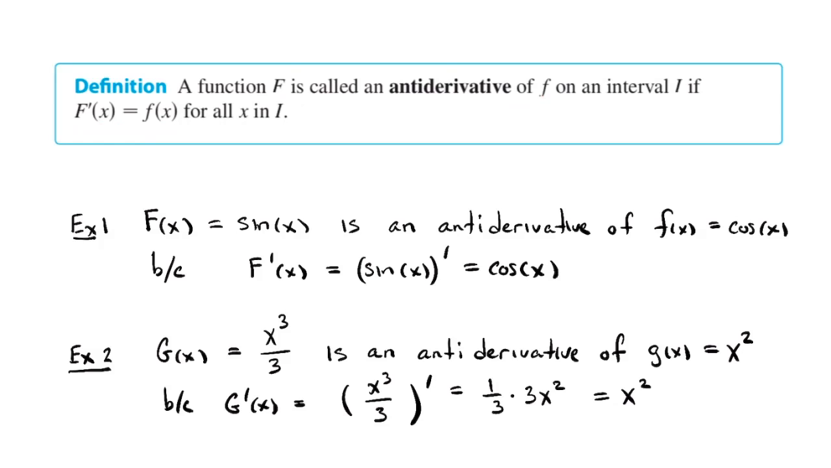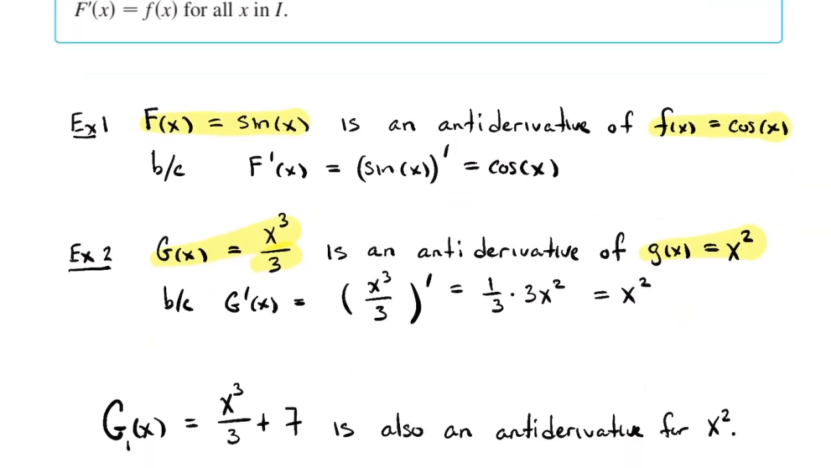All right? So let's look at a couple of examples. Capital F equals sine x is an antiderivative for cosine. Why? Because the derivative of sine is cosine. Right? So if the derivative of capital F is little f, then capital F is an antiderivative. Capital G equals x cubed over 3 is an antiderivative for the squaring function. Why? Because the derivative of x cubed over 3 by the usual differentiation rules is the squaring function.